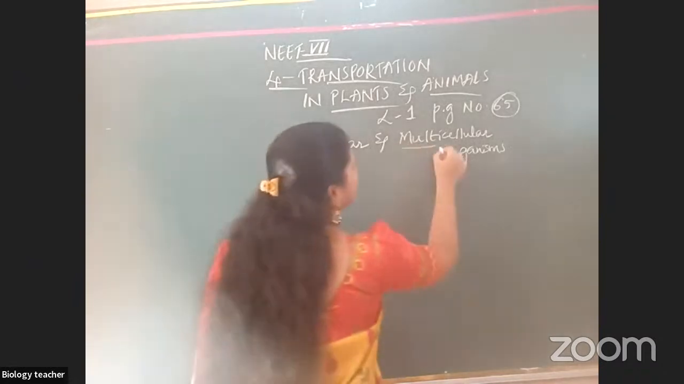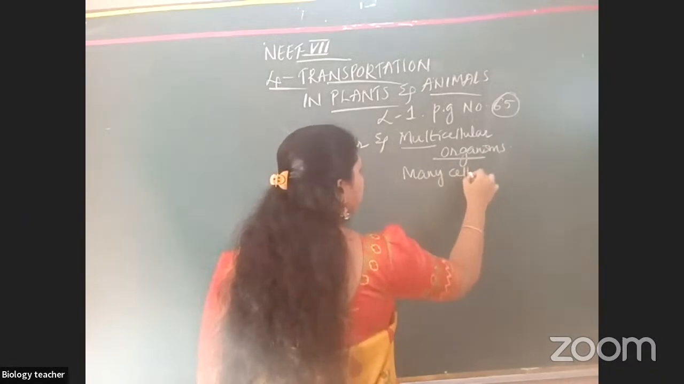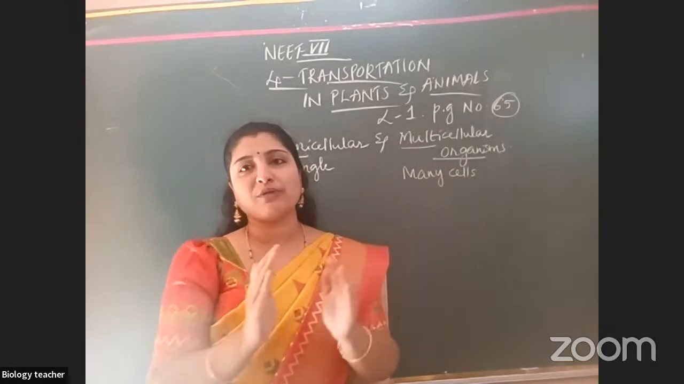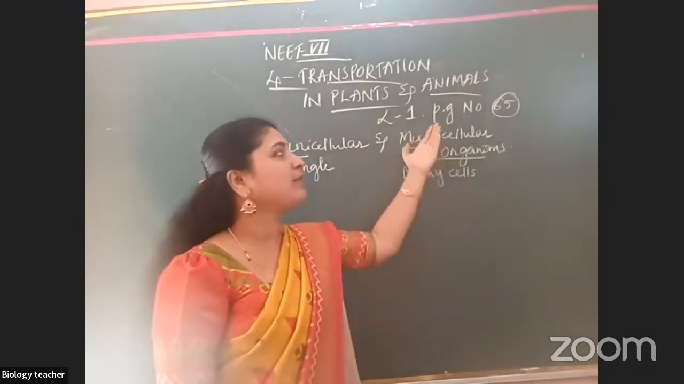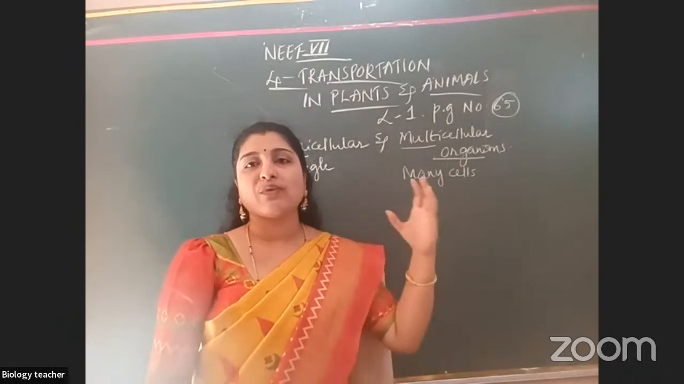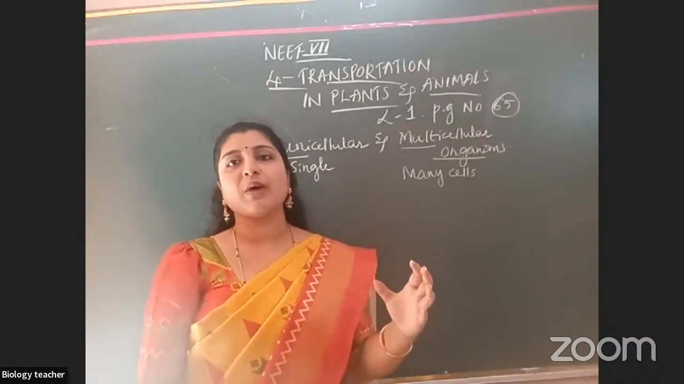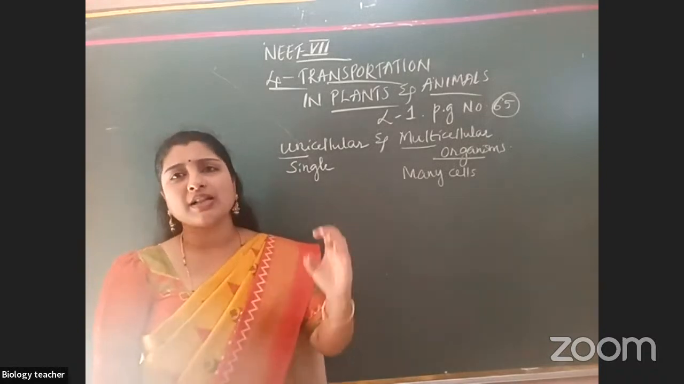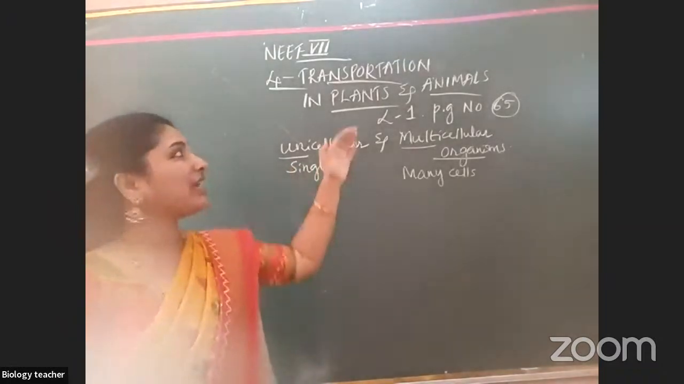But multicellular organisms have many cells in their body, like human beings and plants. In them, different groups of cells perform different functions. One specific group of cells performs transportation, another performs digestion, another excretion, and another reproduction. But in unicellular organisms, all the metabolic activities and systems are carried out by only one cell. We are discussing transportation.